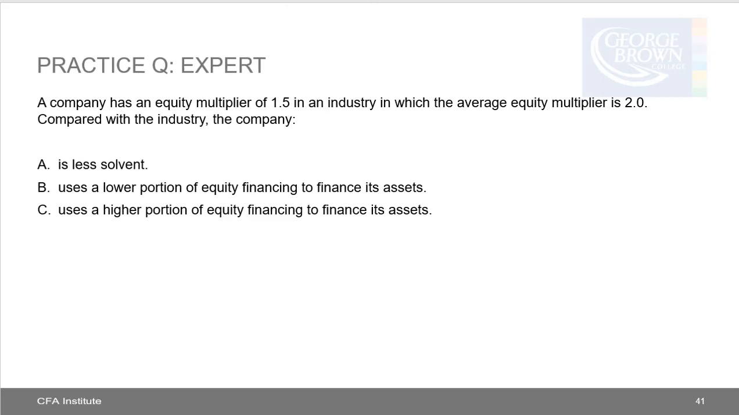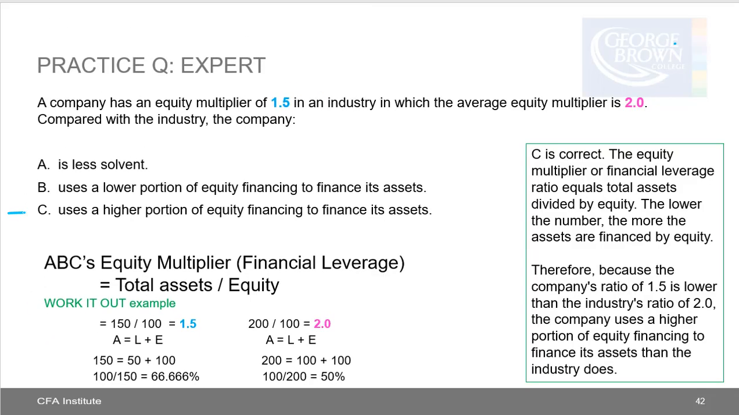So a quick practice question from the learning ecosystem, and again, this one's at the expert level. A company has an equity multiplier of 1.5 in an industry which has the average equity multiplier of 2.0. Compared with the industry, the company A is less solvent, B uses a lower portion of equity financing to finance its assets, or C uses a higher portion of equity financing to finance its assets. Okay, the correct answer is C.